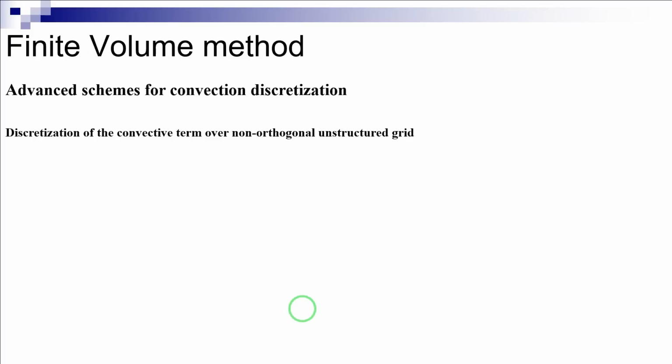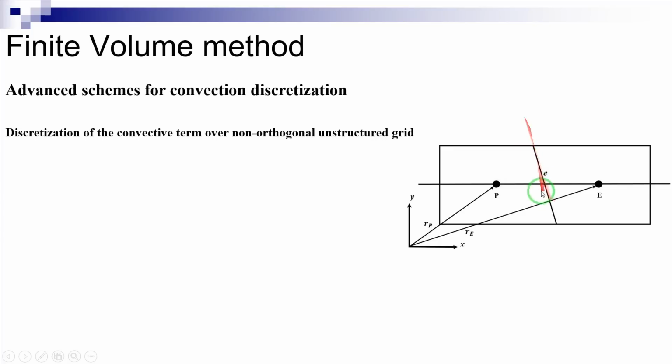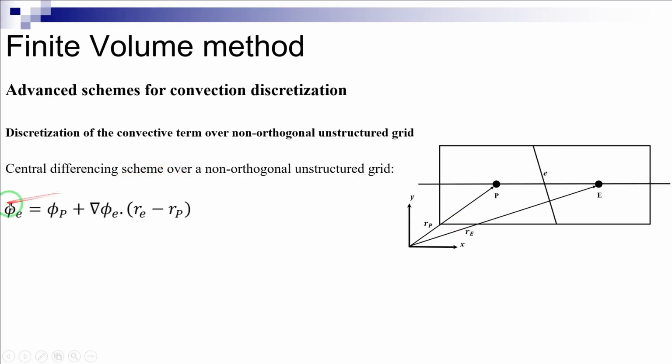Discretization of the convective term over non-orthogonal unstructured grid. Over unstructured grids where the cell face is not orthogonal to the line connecting the cell centroids as shown here in this figure, the schemes used for the discretization of the convective term are reformulated in terms of gradients of phi values at cell faces and nodes. For instance, the central differencing scheme over a non-orthogonal unstructured grid is written as shown here, where RE is the position vector of the cell face E with respect to the coordinate system, and RP is defined here in this figure.